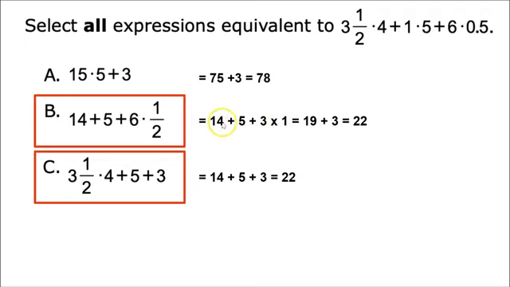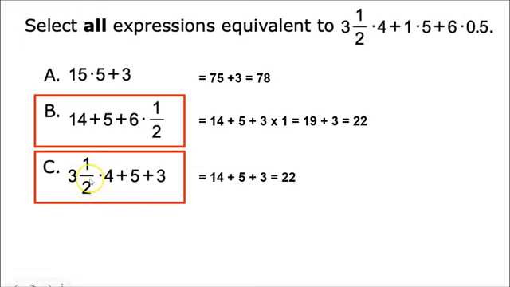And now you can add things together, where 14 plus 5 is equal to 19, plus 3 is equal to 22. And thus we have 22 as the final answer, which is equivalent to that expression.